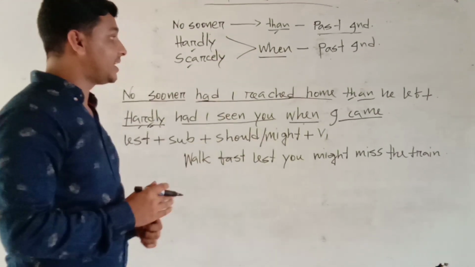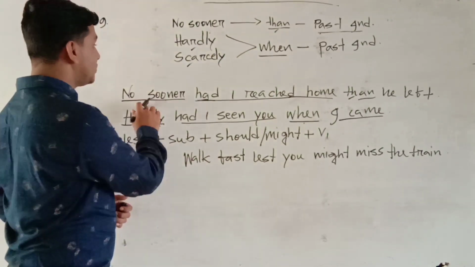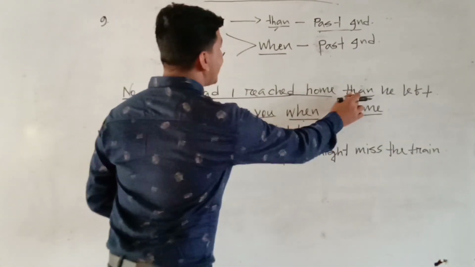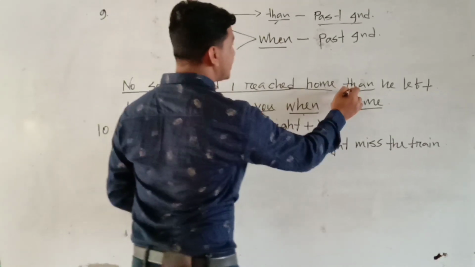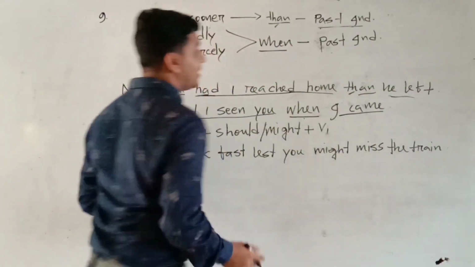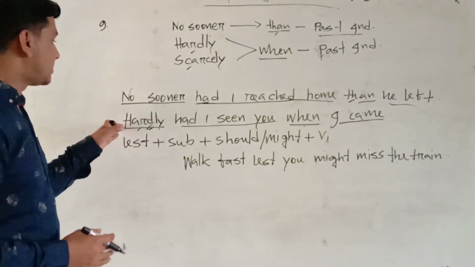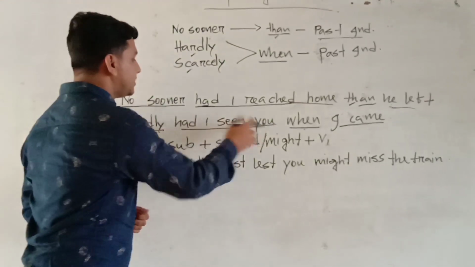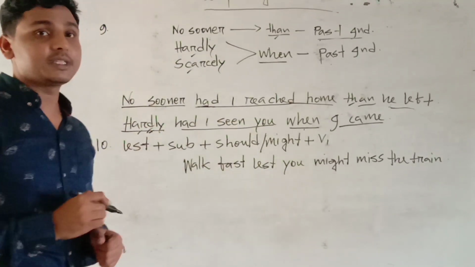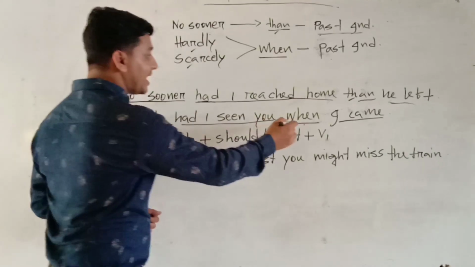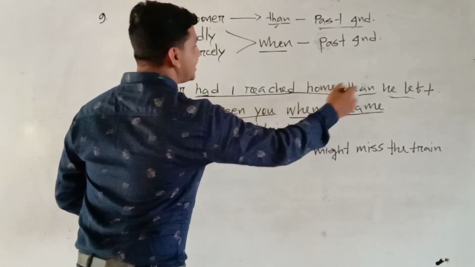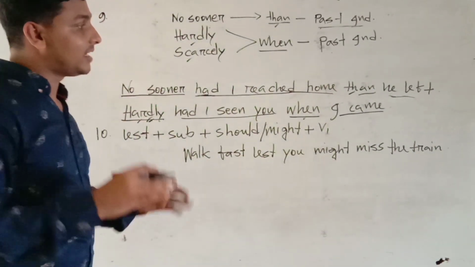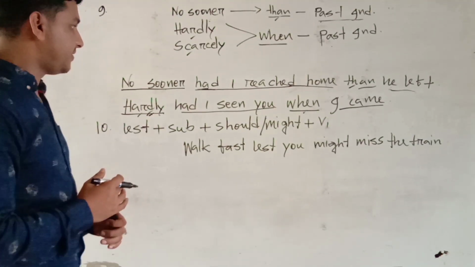This format will be in the interrogative format. You can see, no sooner had I reached, then, I have mentioned the connector then. The other part will be in the past indefinite tense. Here you see, hardly had I seen you. The sentence has been started with hardly. That's why I have put the connector when, and the other part is also in the past indefinite tense.